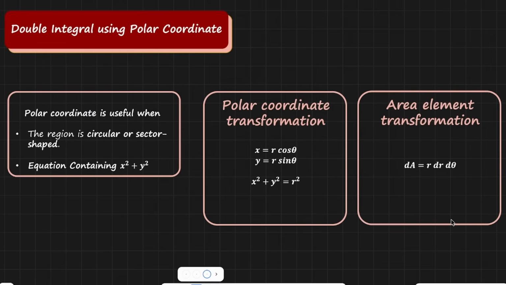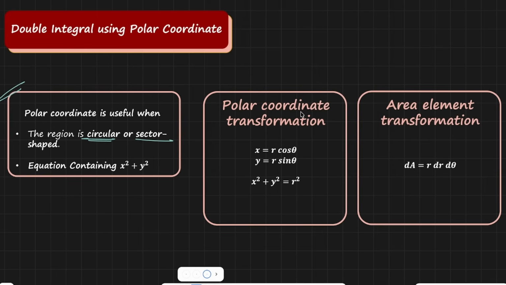Now come to the next topic. The next topic is related to the polar coordinate system. You can solve a double integral using the polar coordinate system, especially whenever the region is circular or sector shaped. Sector means like a circle in the first quadrant or second quadrant. If any equation contains x square plus y square, you can use polar coordinates. Then it will be very easy, and polar coordinates will be useful for you.